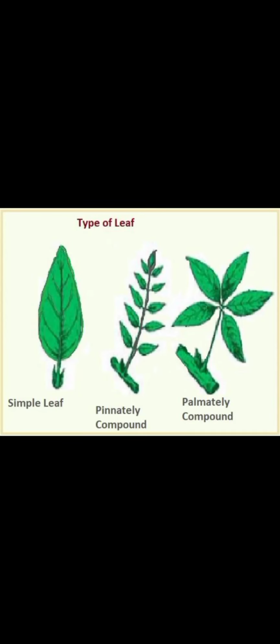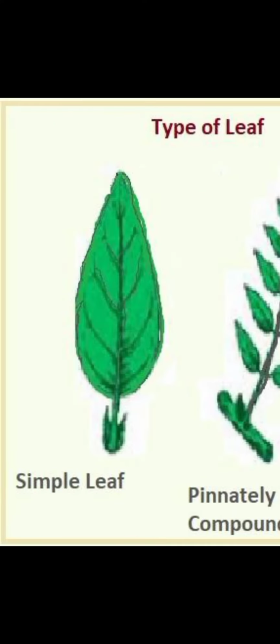Now the types of leaves. There are three types of leaf: simple leaf and compound leaf, and compound leaves are of two types, pinnately compound and palmately compound. Okay. What is a simple leaf? It is a single leaf with an entire margin. Such a leaf is called a simple leaf. A single leaf is attached to the stem. And at the base of the leaf there is an axillary bud.